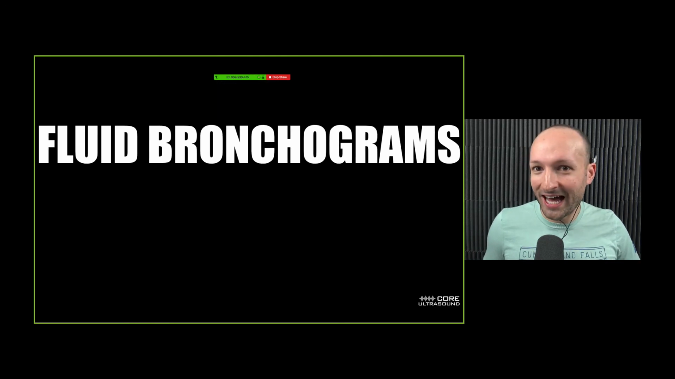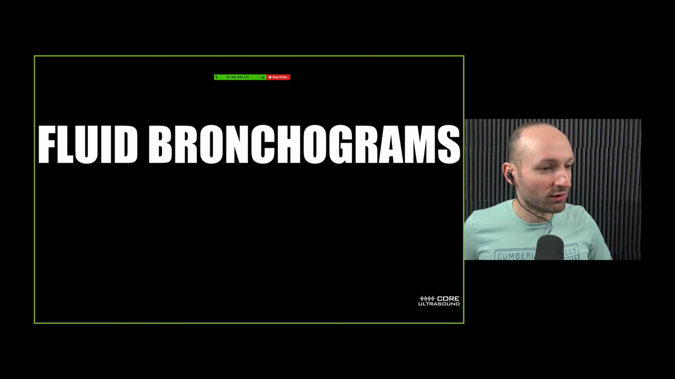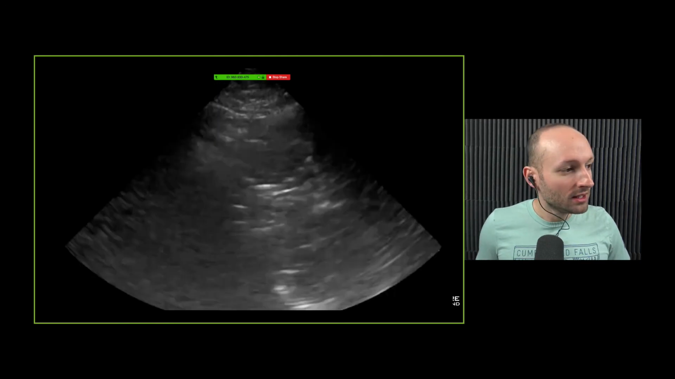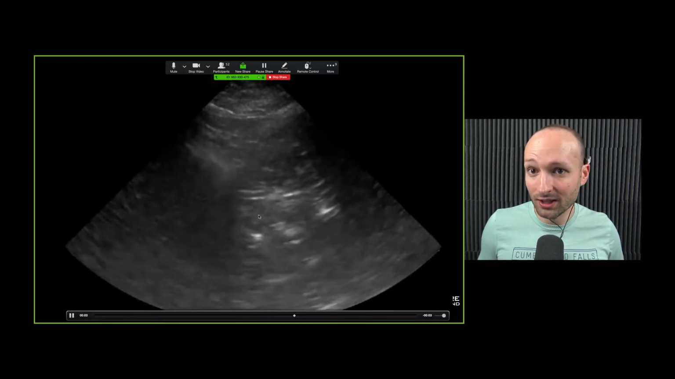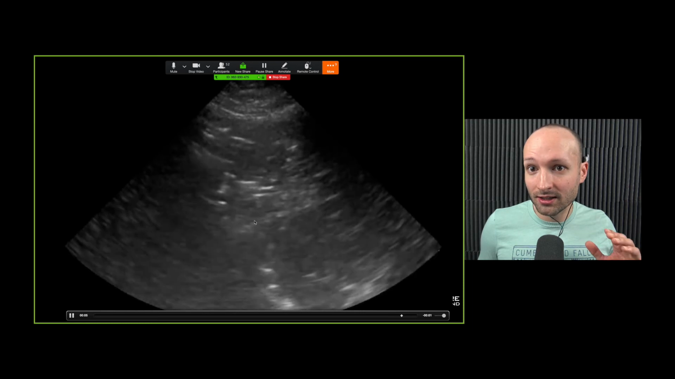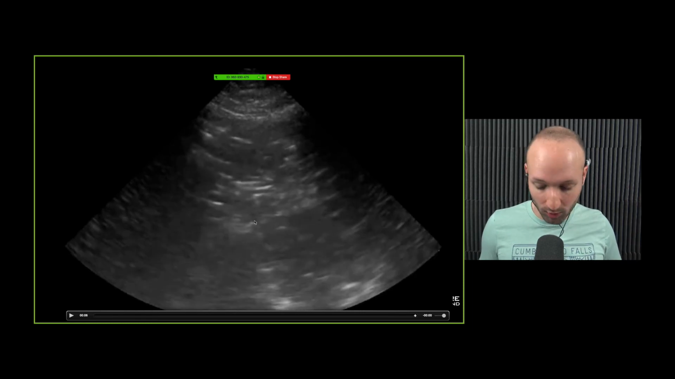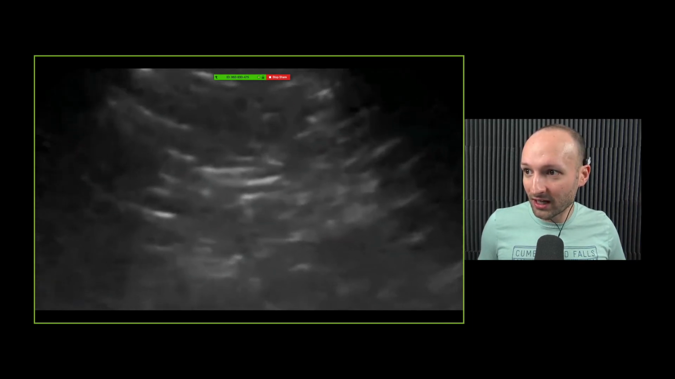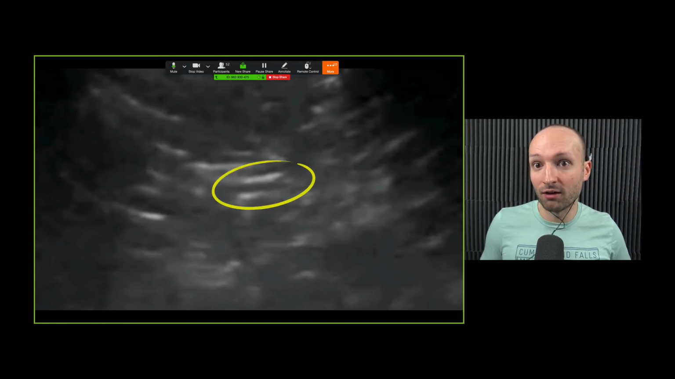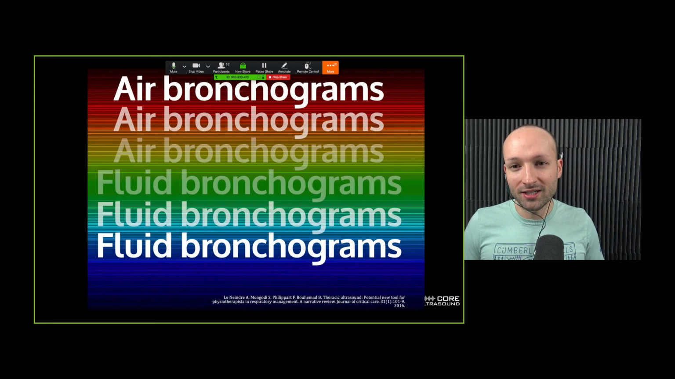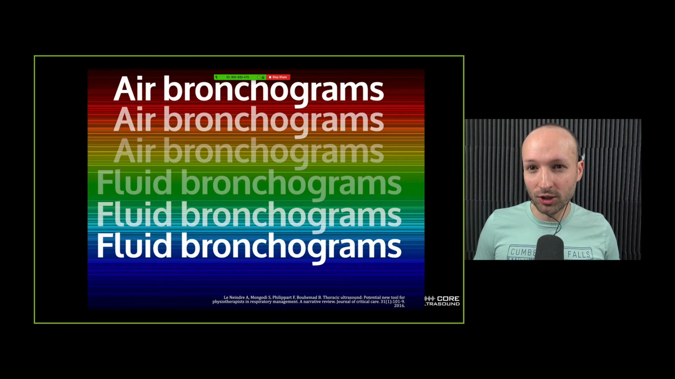So let's talk about the last finding that I want to talk about, which is fluid bronchograms. Now, fluid bronchograms look like this. So it looks like tissue. Anytime that you can see tissue, remember, it's always abnormal. Now, if we zoom in on this area right here, this little tube looking thing, this is what is thought to be a fluid bronchogram. Now, this is not described a whole lot in the literature, but where it is described, it's talked about as maybe a continuation of that air bronchogram.